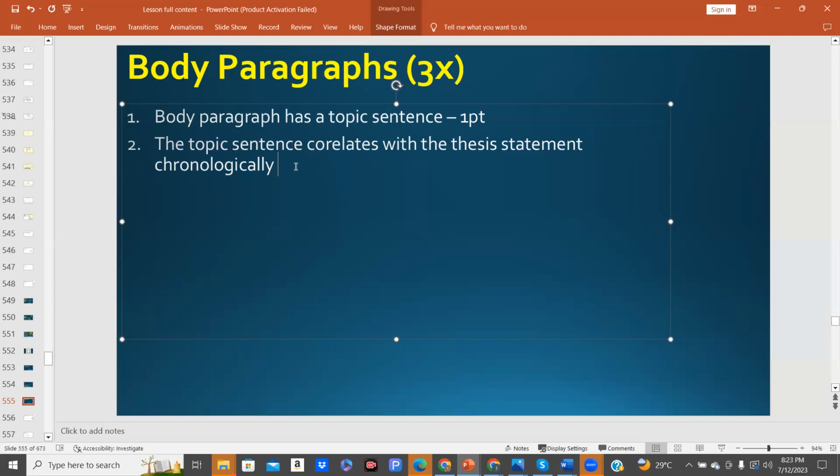So if you say bullying, lack of parental guidance, and harassment in your thesis statement, when you write your body paragraphs, the first body paragraph must talk about bullying. The second body paragraph must talk about lack of parental guidance. And the third body paragraph must talk about harassment in that order. Okay. So that's what I'm looking for.